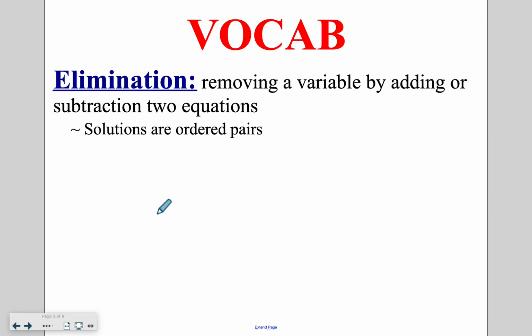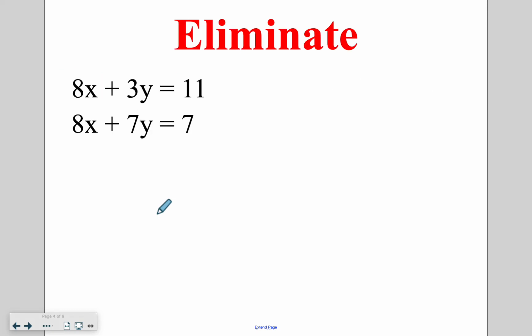on the graph. So we're going to start by looking at this first problem where I've got 8x plus 3y is equal to 11 and 8x plus 7y is equal to 7. When you are doing elimination, you need to look for the coefficient that is matching. So the number in front of the variable that matches. In this case, it is my x variable with the matching 8 coefficients.